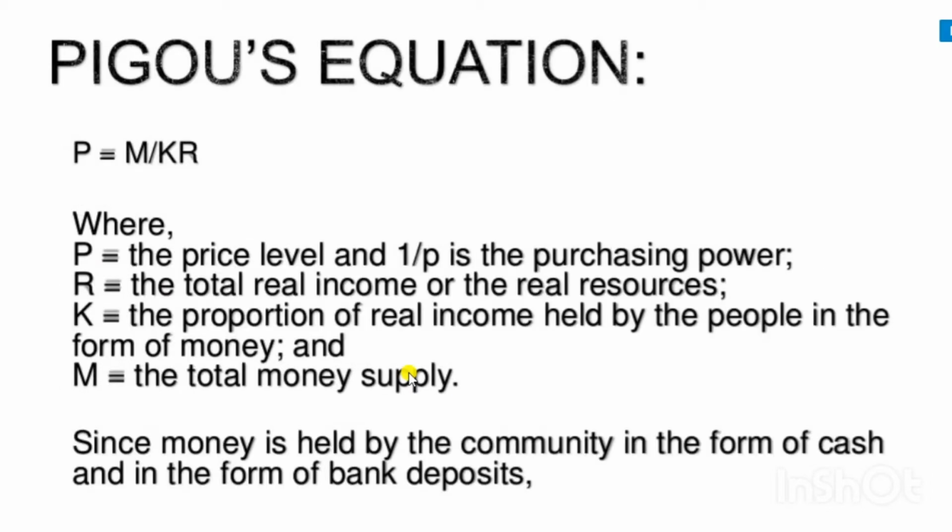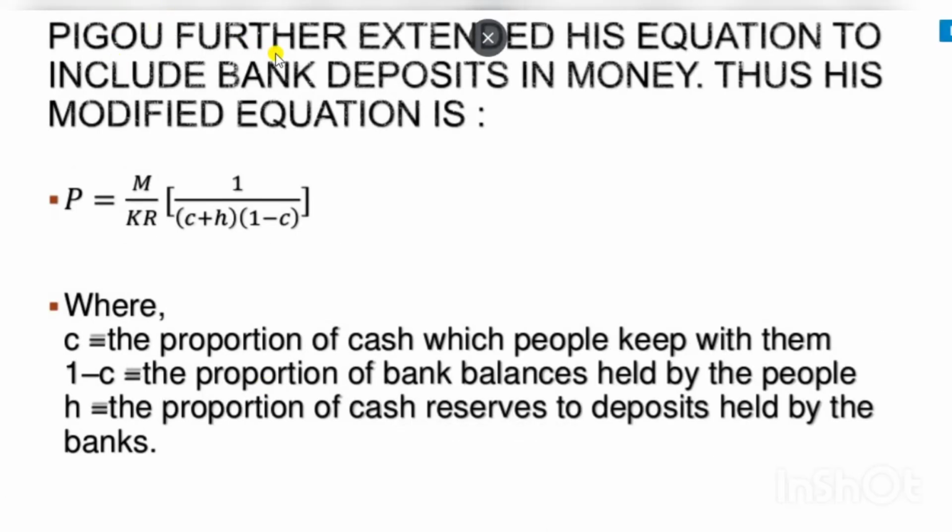The second approach is given by Pigou's equation, where he said that the price level equals the money supply divided by the proportion of real income held by the people in the form of money and the total real income or the real resources. According to him, the equation is P = M / (K × R). Since money is held by the community in the form of cash and in the form of bank deposits, Pigou further extended this equation to include bank deposits and money.